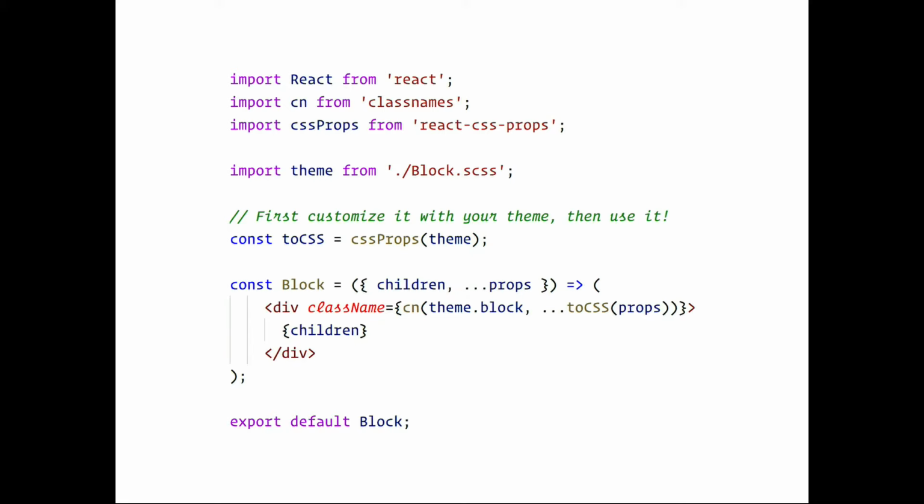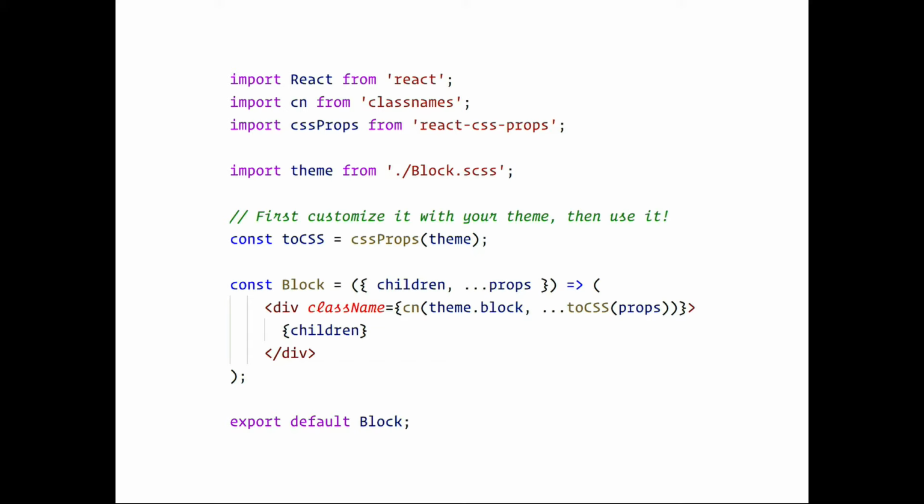It's just a higher-order function. You have to give it as the first argument your theme from CSS modules. Remember, I was using CSS modules and Sass. And you have to destructure in your component all the props you don't want to take care of, the ones you just don't want to manage explicitly, okay?